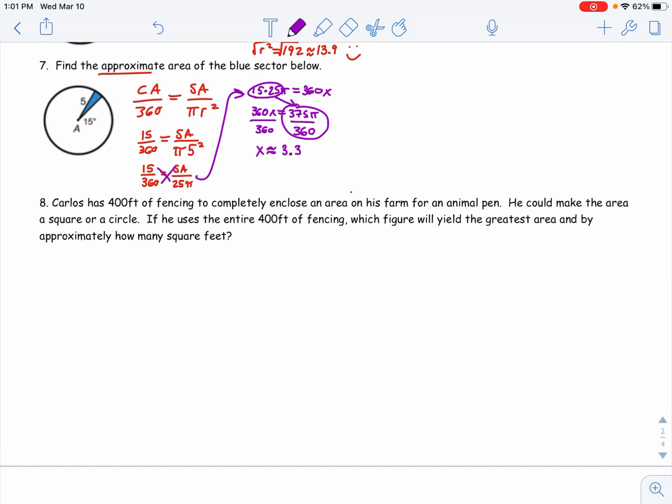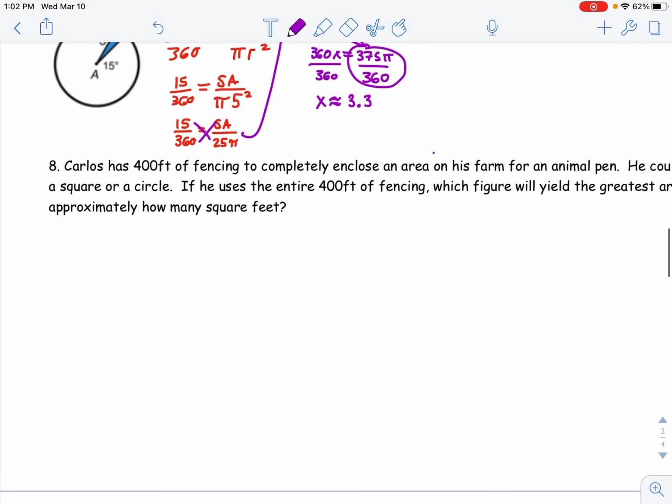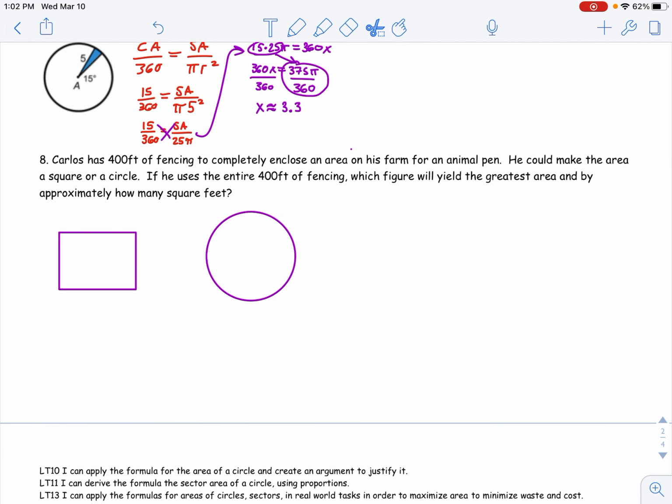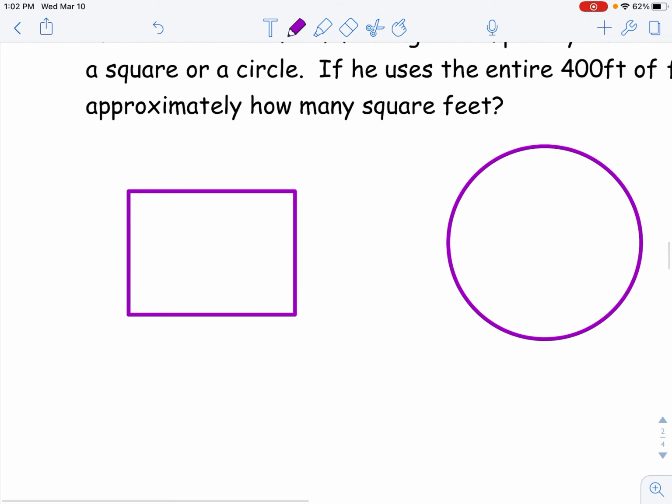Carlos has 400 feet of fencing to completely enclose an area on his farm for an animal pen. You can make the area a square or a circle. So let's go ahead and just draw a square and a circle really fast. If he uses the entire 400-foot fencing, which figure would yield the greatest area and by approximately how many square feet? All right. So this is a square.